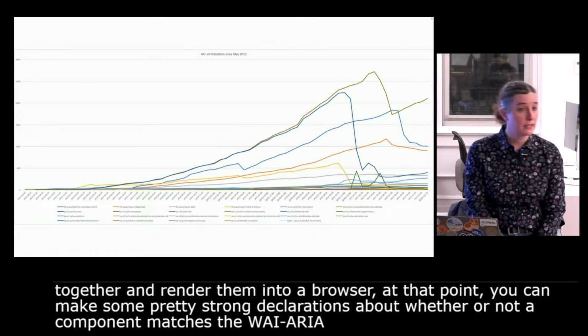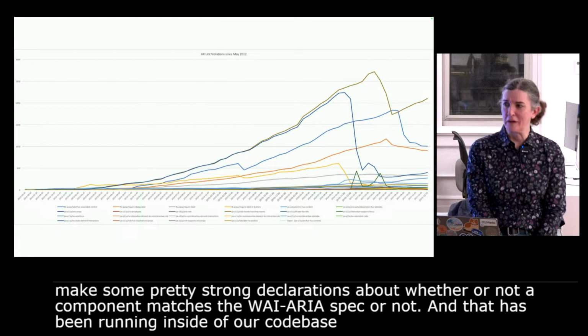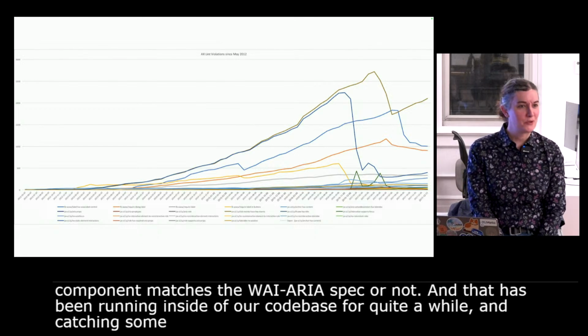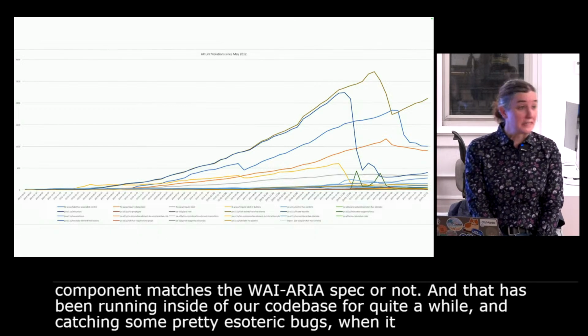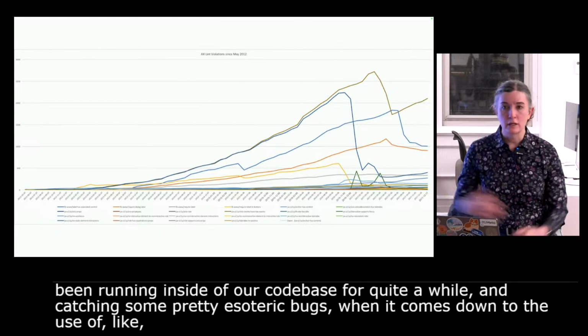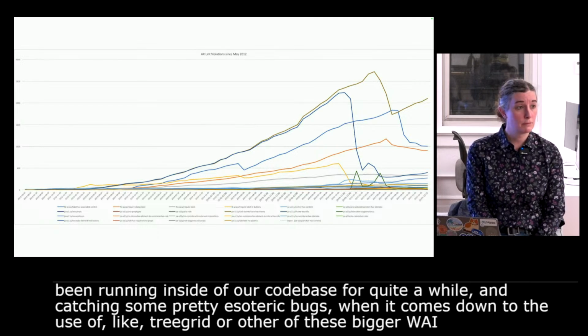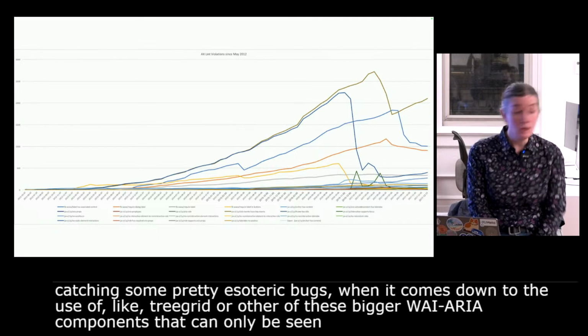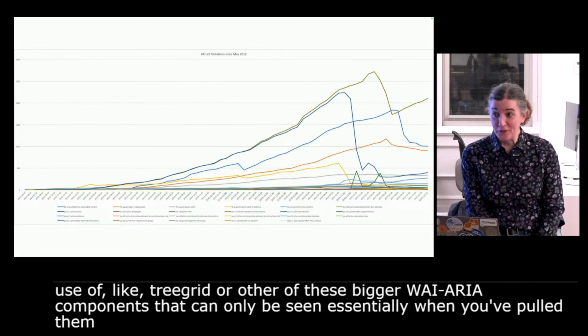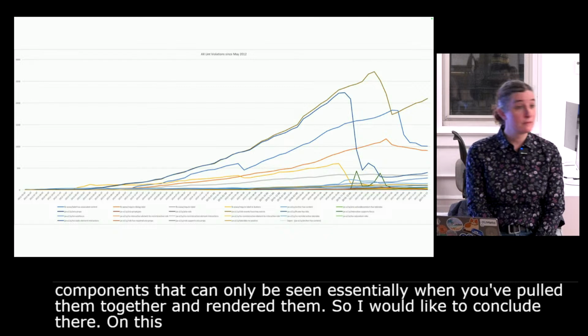And that has been running inside of our code base for quite a while and catching some pretty esoteric bugs when it comes down to the use of, like, tree grid or other of these bigger ARIA components that can only be seen essentially when you've pulled them together and rendered them. So I'd like to conclude there on this talk and open the room to questions.